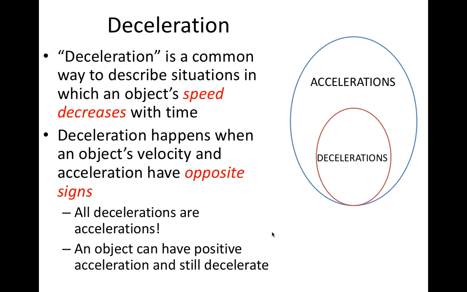But it's important that we understand that just because an object has a positive acceleration does not imply that it is decelerating. So if we have an object that had an acceleration in our positive direction, it can still slow down if that object is moving in our negative direction. If the signs of the acceleration and velocity are opposite, this object will slow down. It will decelerate.